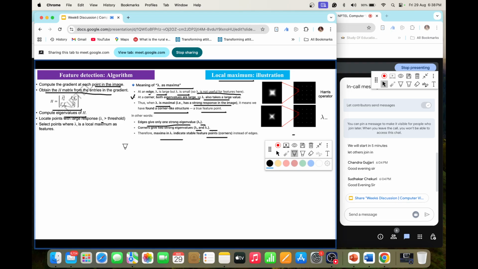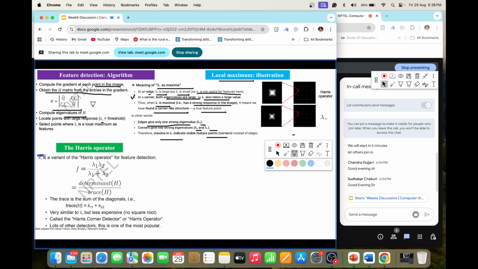So one is you can simply find the feature by this eigenvalue. Second, we have an operator known as the Harris operator. The Harris operator only takes care of this lambda minus, but it has this formula: f is given by lambda 1 into lambda 2 divided by lambda 1 plus lambda 2. So lambda 1 lambda 2 is the determinant of H, and lambda 1 plus lambda 2 is known as the trace of H. The trace is the sum of the diagonals.